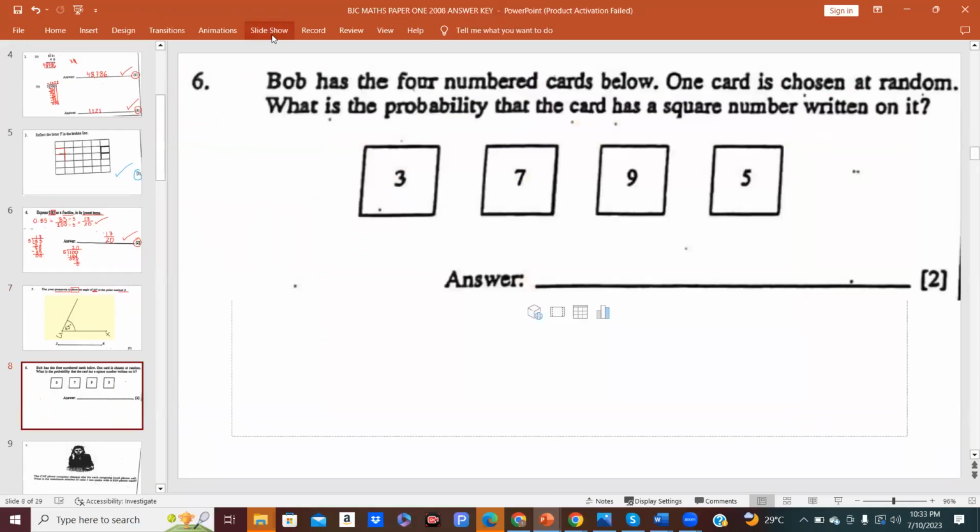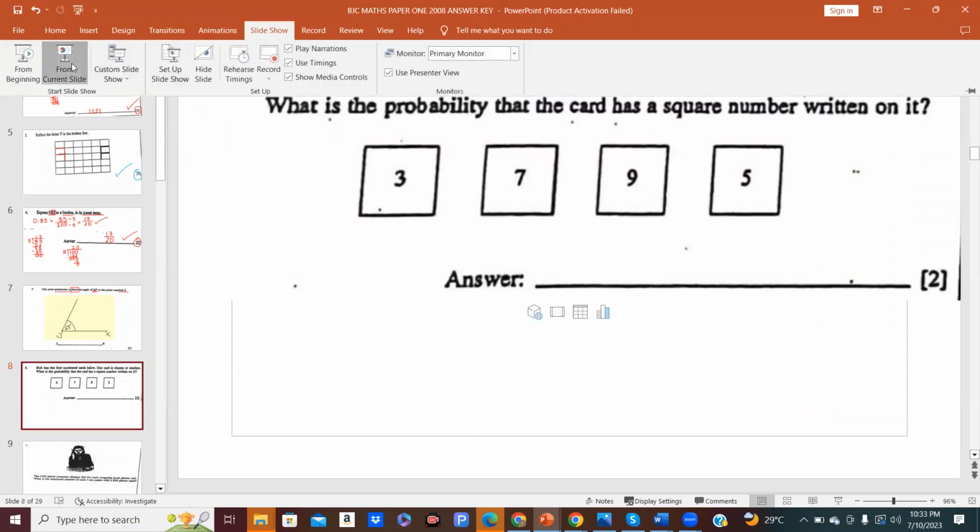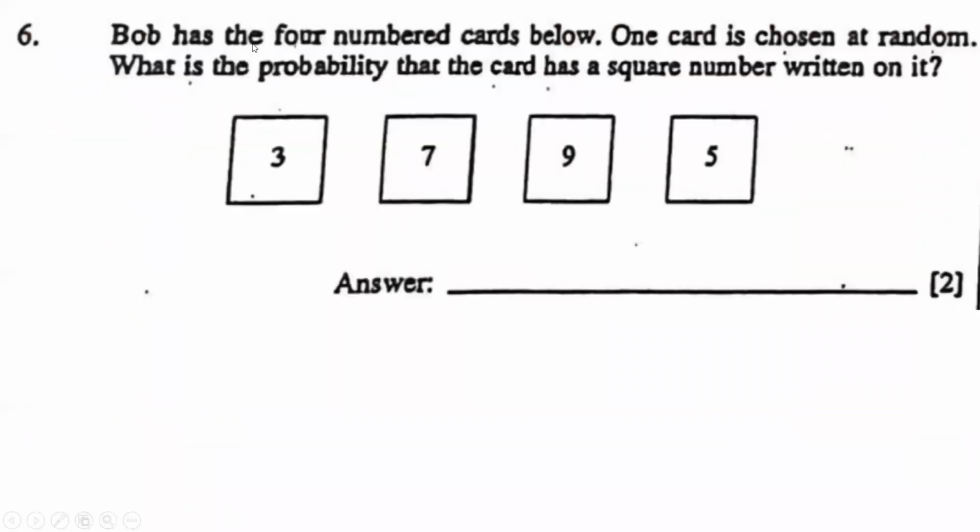All right, so let's read it properly. It says Bob has 4 numbered cards below. Let me get my laser pointer. So Bob has 4 numbered cards below. One card is chosen at random. What is the probability that the card has a square number written on it?